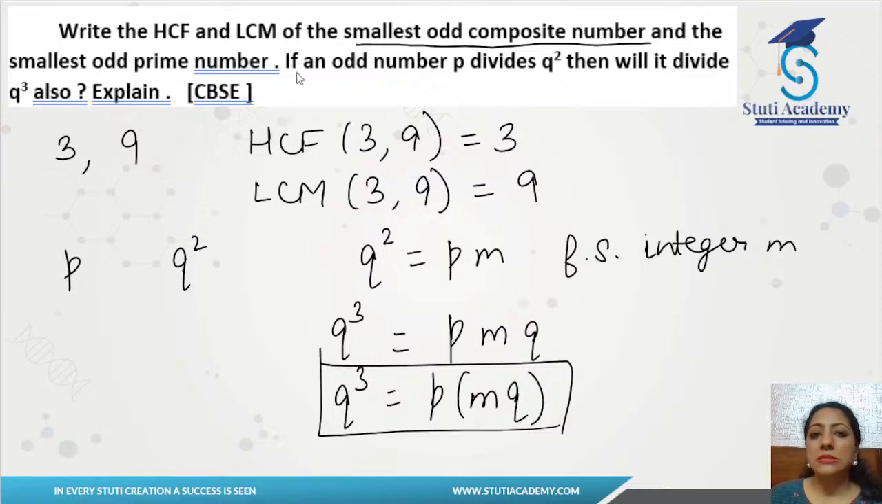In the next part, they're asking if an odd number p divides q square, then will it divide q cube also? You have to explain this. We have an odd number p, it divides q square. So we can write q square as p times some integer m. Now we are going to multiply both the sides by q. We will get q cube and pmq. Now q cube, as we can see, can be written as p times some integer. So we can say that p divides q cube. p is one of the factors of q cube. I hope you've all understood this.